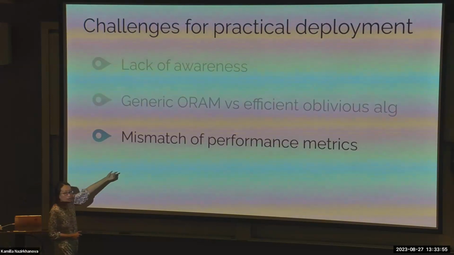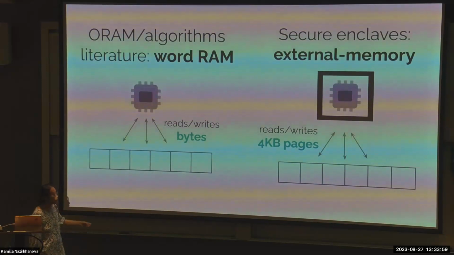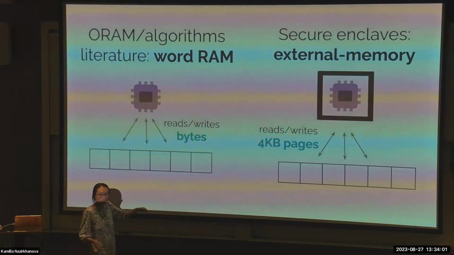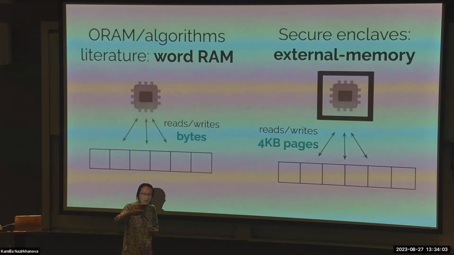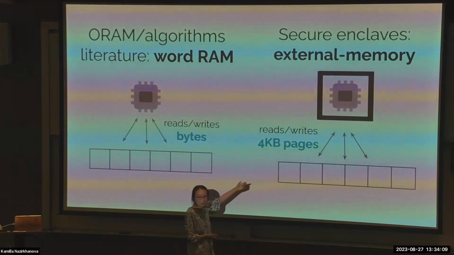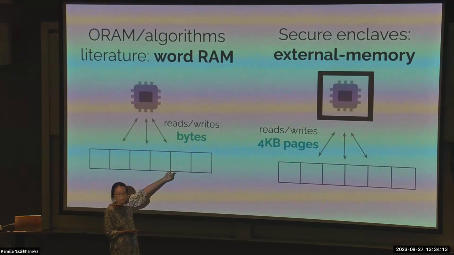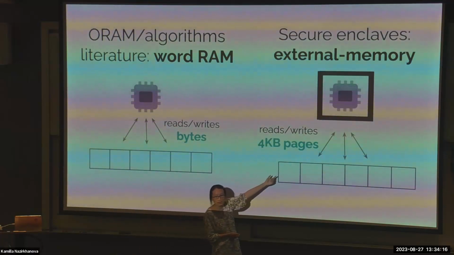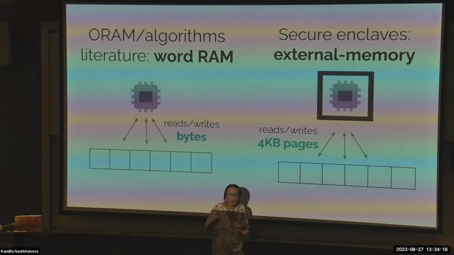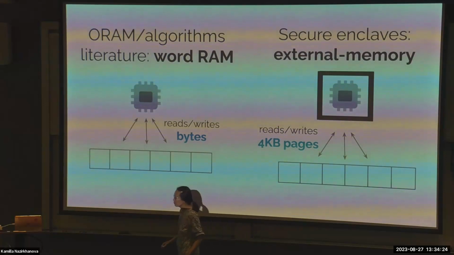And if you want to deploy ORAM for Intel SGX, there's a slight mismatch between the performance metric that this line of work used on paper versus the actual performance bottleneck. The algorithm line of work focused on the computation overhead, whereas in practice, if you are in an SGX type environment, the number of page swaps is actually the dominant cost. So you actually want to optimize for a slightly different metric than what's written in those papers.